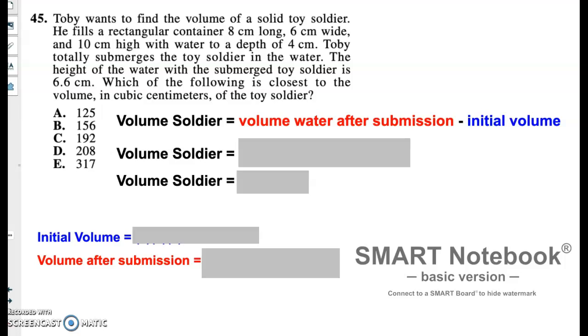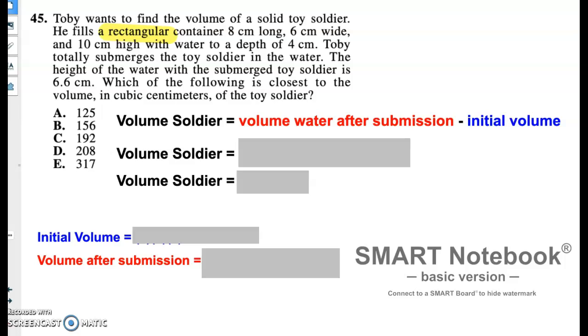All right, Toby wants to find the volume of a solid toy soldier. He fills a rectangular container. So I'm going to stop reading and highlight this. It's rectangular. So he fills a rectangular container 8 centimeters long, 6 centimeters wide, and 10 centimeters high with water to a depth of 4 centimeters.